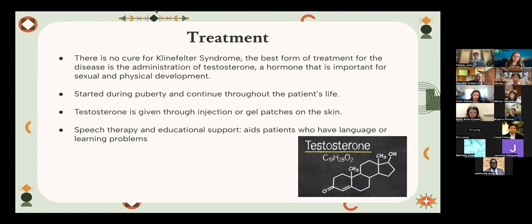Another form of treatment that isn't thought about as much is speech therapy. Recall that one of the symptoms for younger people is speech or learning problems. Speech therapy and educational support can aid Klinefelter syndrome patients who might have language or learning problems. Once again, children with those problems are usually not diagnosed with Klinefelter syndrome. But in any case, testosterone is the way to best treat Klinefelter syndrome and mitigate some of the symptoms. And I'll pass it on.